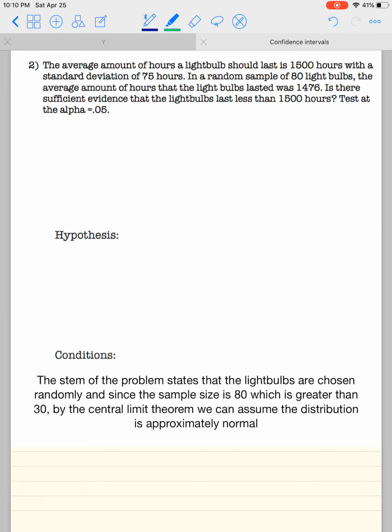Hey guys, welcome back to the second video on hypothesis tests. This is the second problem that I made up. The average amount of hours a light bulb should last is 1500 hours with a standard deviation of 75 hours.